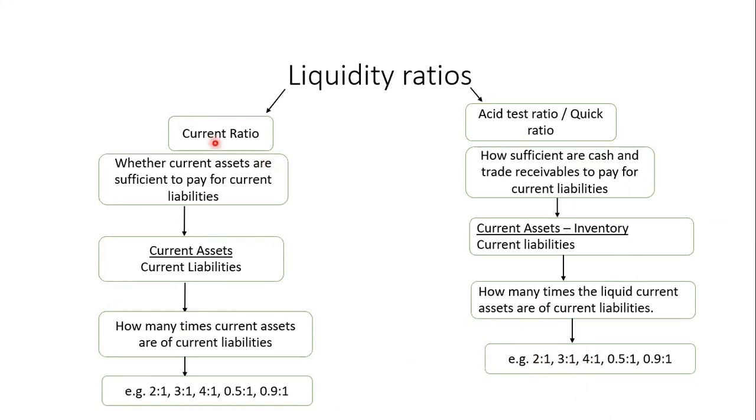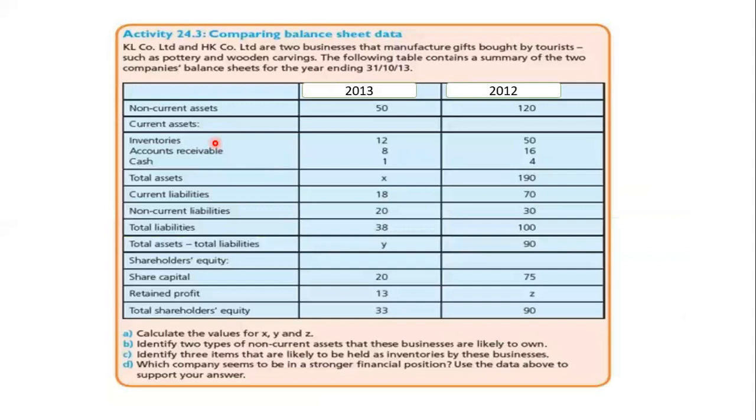To calculate the current ratio, I need the statement of financial position. So first of all, I need to find what my current assets are. Clearly my inventories are given, accounts receivable is given, cash is given. So these are my current assets of 2013, and these are my current assets of 2012. Basically, these are the things that give me money so that I can pay my current liabilities, my short-term liabilities.